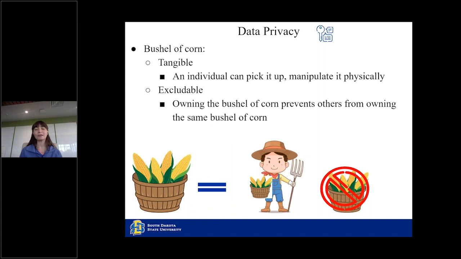So the third barrier that was indicated in the survey is data privacy. And the way that I like to think of data privacy is through tangibility and excludability. So let's say we have a bushel of corn. We know that this bushel of corn is tangible. An individual can pick it up, you can manipulate it physically, and a bushel of corn is also excludable. So that means that if I own a specific bushel of corn, you cannot own that bushel of corn as well.